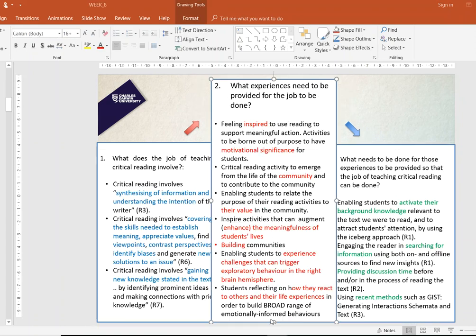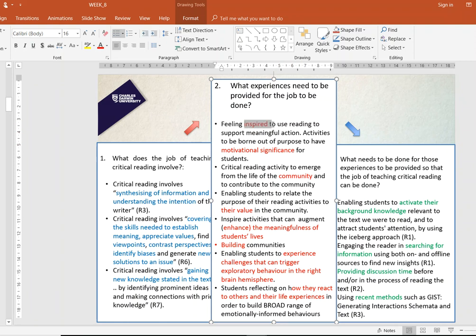Well, when my colleague went back to Indonesia, we had written our paper and gotten our conclusion, and then I thought to myself, what kinds of learning experiences would I have liked to see? And you can see them here. So there would have been a third column here if I was to answer my own question. And I would think of things like, I would like my students to feel inspired to use reading to support meaningful action. Well, feel inspired.